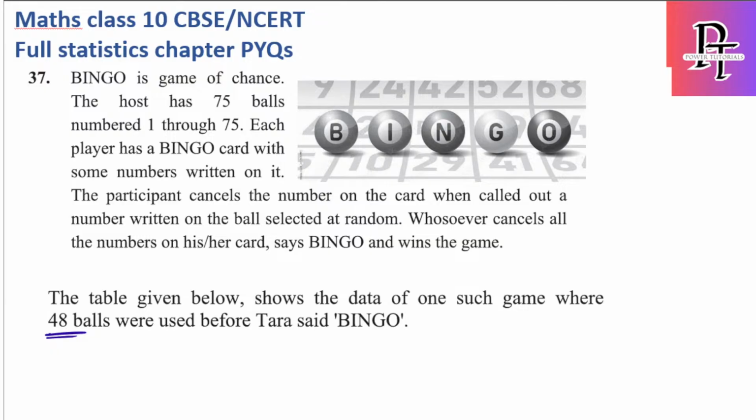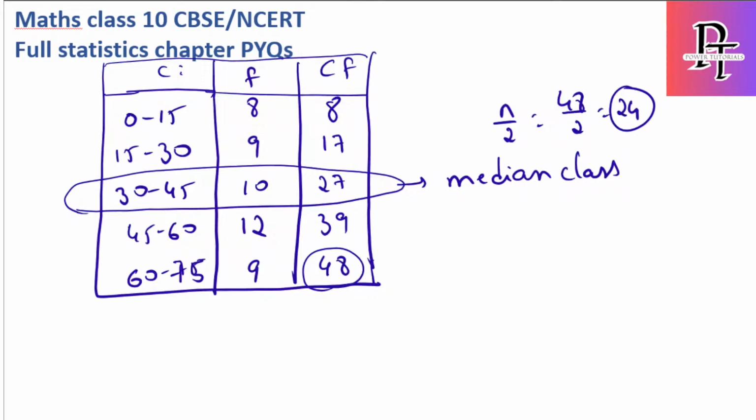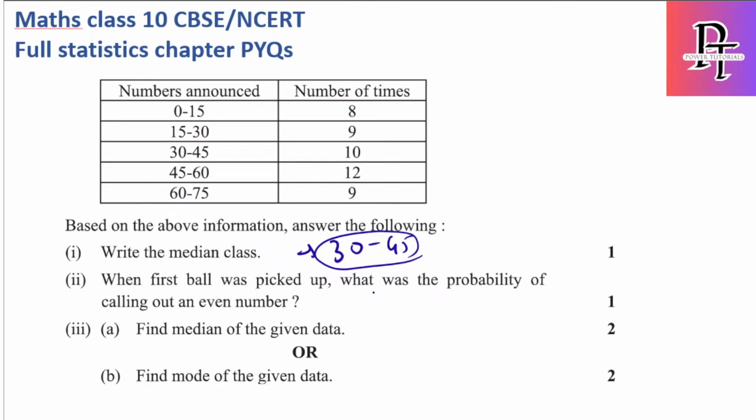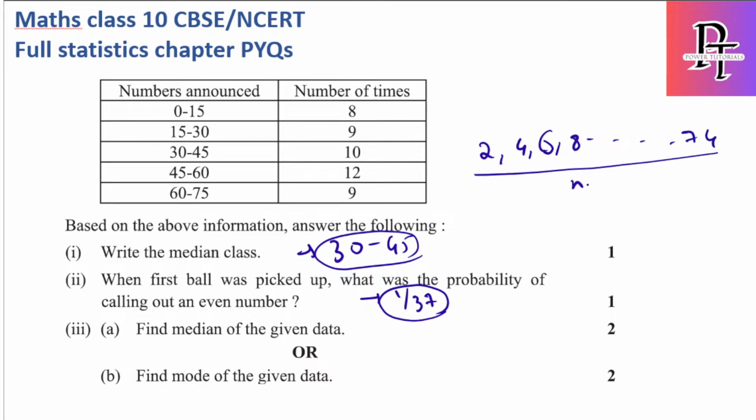So picking 1 ball from 37 balls, the probability is 1 by 37, because it will be something like this: 2, 4, 6, 8 and so on till 74. So the total number of values is 37.